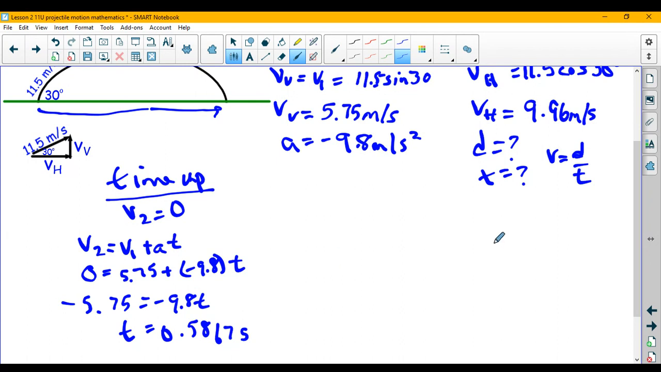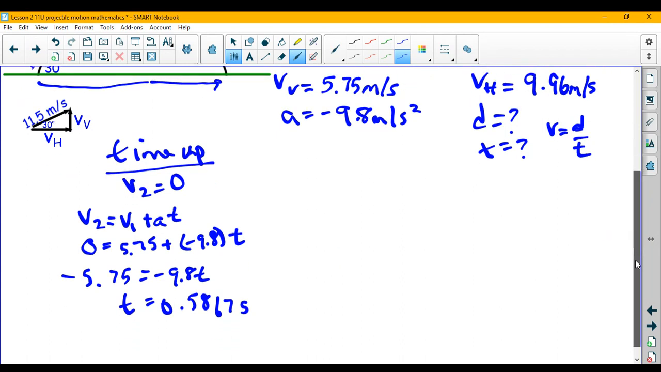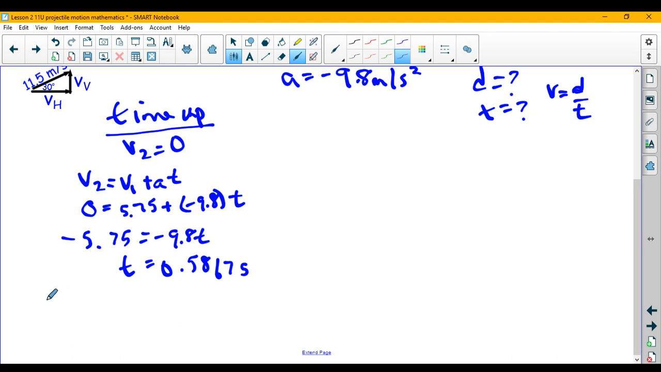If I want to find the total time, the time up and the time down should be the same. So the total time should be this, 0.5867 doubled. Now you should show this. It's not a hard thing to write down. It shows your logic. It shows whoever's reading your answer what you were doing and why you were doing it.